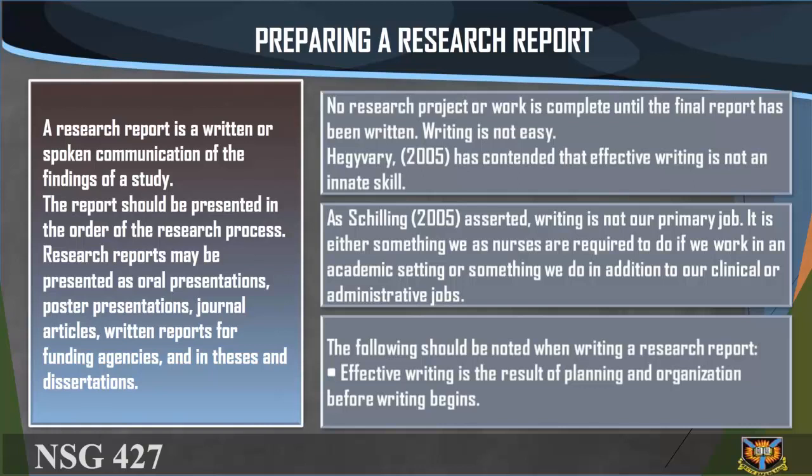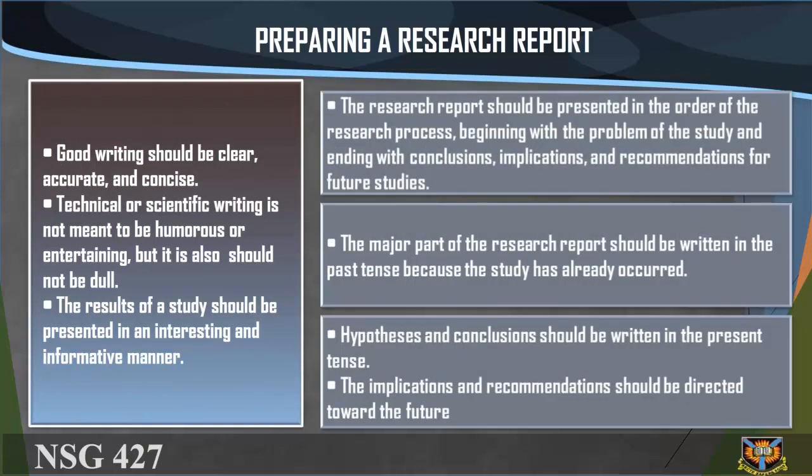The following should be noted when writing a research report. 1. Effective writing is the result of planning and organization before writing begins. 2. Good writing should be clear, accurate, and concise. 3. Technical or scientific writing is not meant to be humorous or entertaining, but it also should not be dull. 4. The result of a study should be presented in an interesting and informative manner.